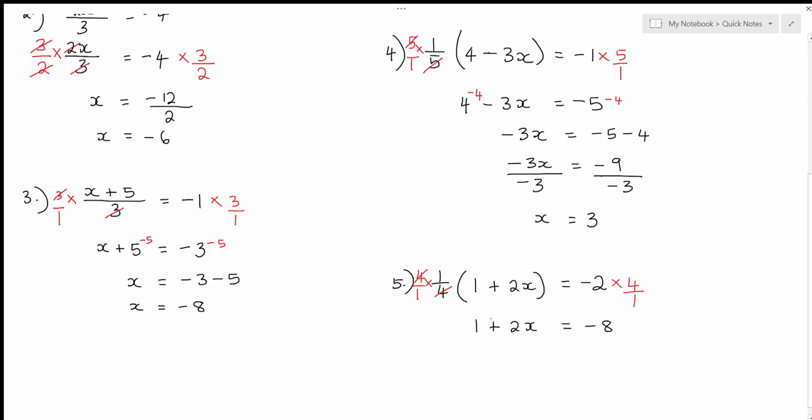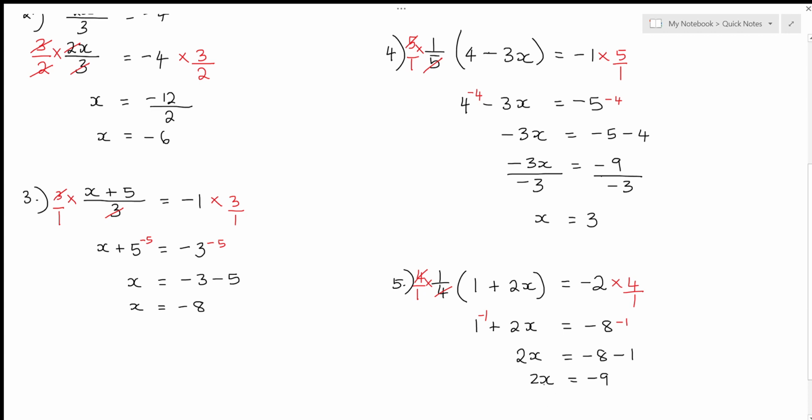Now we have a +1 on the left-hand side, which we need to move, and because it's +1, we're going to -1 on the left-hand side to get rid of the 1. Therefore, we're going to -1 on the right-hand side. So on the left-hand side, we are left with 1 minus 1, which gives me 0, plus the 2x, so that's going to be 2x, equal to -8 minus 1. And here we have 2x equal to -9.